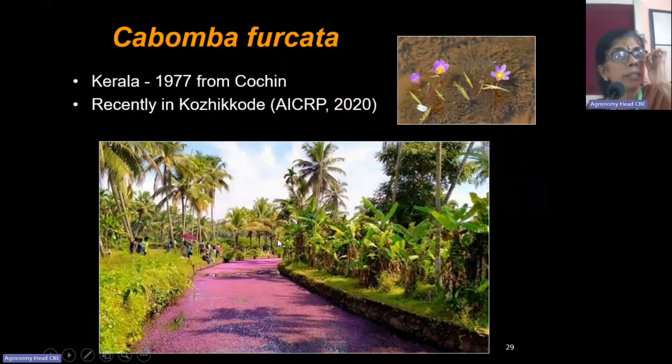And this is the story of the pink bloom reported in Kerala in 2020 in Calicut district, where it attracted many people to visit the Perambra area of Kozhikode to see this pink bloom of Cabomba furcata.